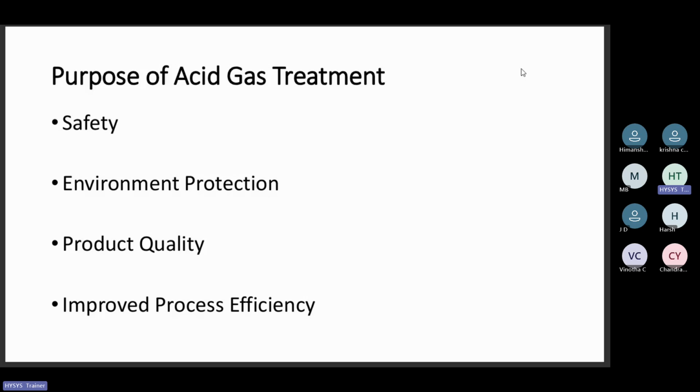Product quality: industrial processes and the end users which are using those natural gas streams have stringent norms regarding the purity of those gas streams. That's why they do not want contaminations like H2S and CO2 in it. So for that reason as well, this acid gas treatment is performed.